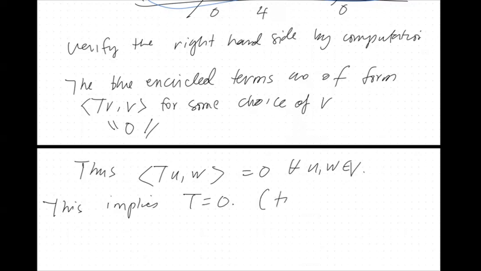For example, take w to be T u. If this is T u and T u, this will give you 0. So we need it to be true for all. So it is only true when T is just the ordinary 0 operator. This claim is proven.